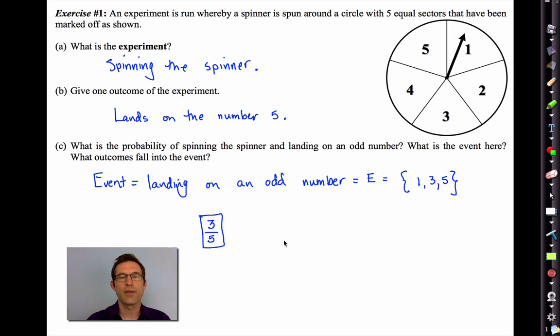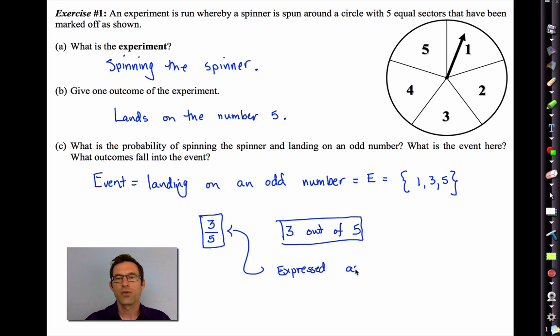3/5. Okay? Now, if you said something like 3 out of 5, that would also be okay as well, but we're going to talk about why we want probabilities expressed as a number. Expressed as a number. And that number could be a fraction, it could be a decimal, it could be a percent, but we're going to try to avoid writing actual answers like 3 out of 5.